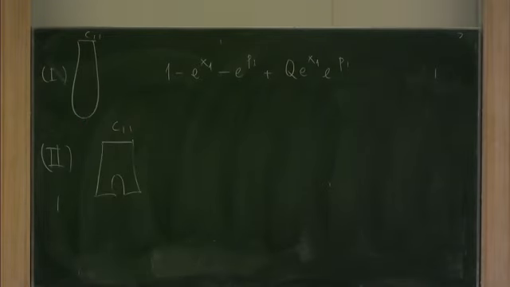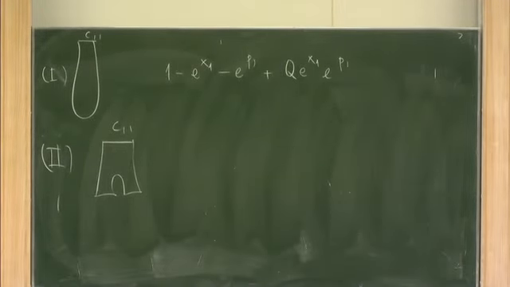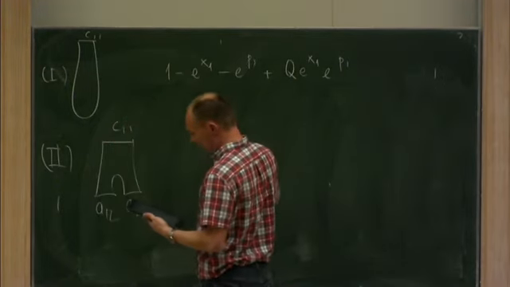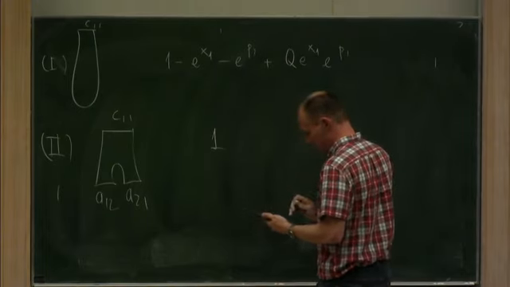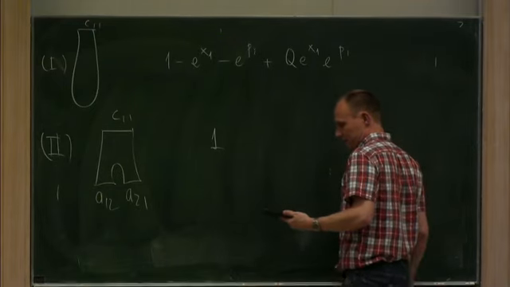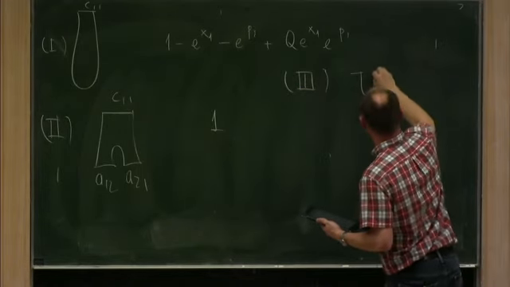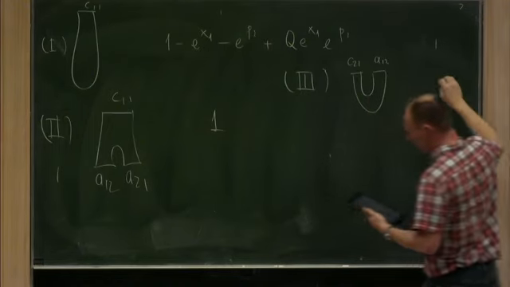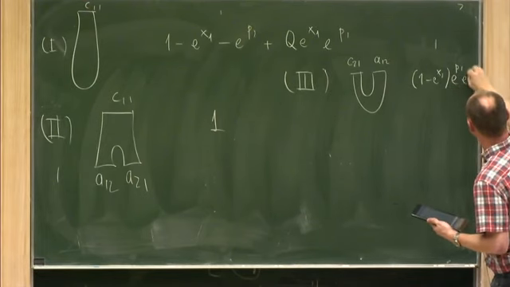So I should say there are somehow two short chords, A12, A21, and for this A12, A21 the count is just one. And third, I need to count this primitive, so it's somehow C21, A12, and the count is 1 minus e to the x1, e to the p1, e to the minus p2.